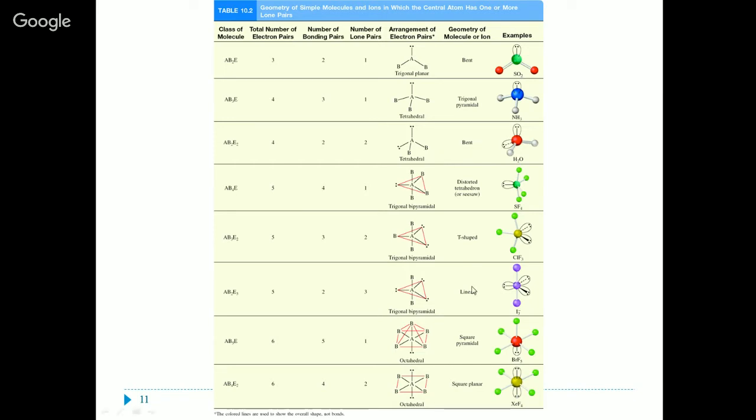So these are what we're concerned with. Remember, we want to know the geometry of the molecule. We're not concerning ourselves simply with the arrangement of the electron pairs because we notice they'd be the same, tetrahedral, tetrahedral. So what's the actual shape? That's why we're going with shapes or geometries, not the electron pair arrangement.